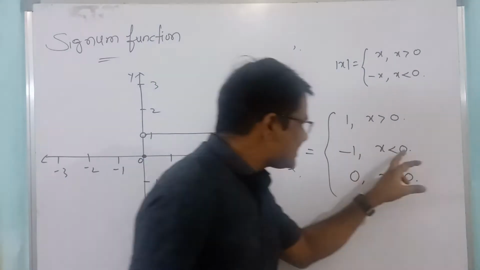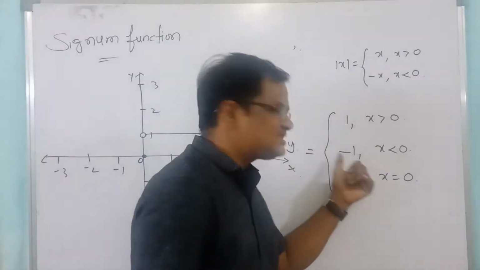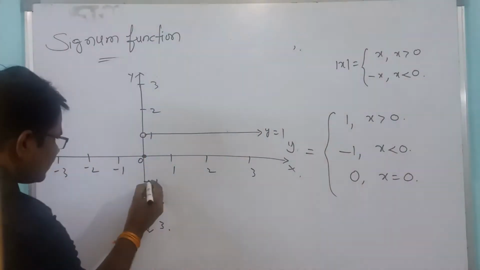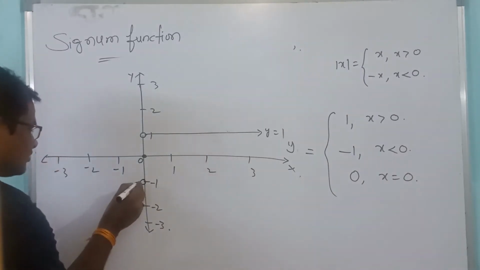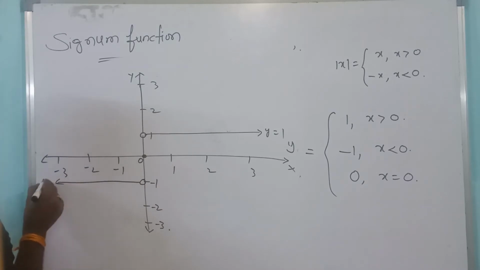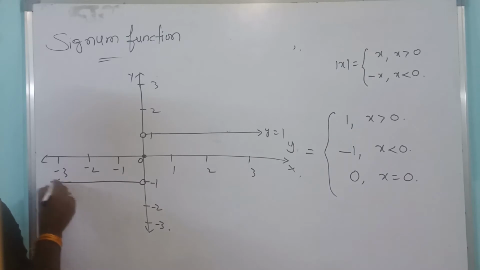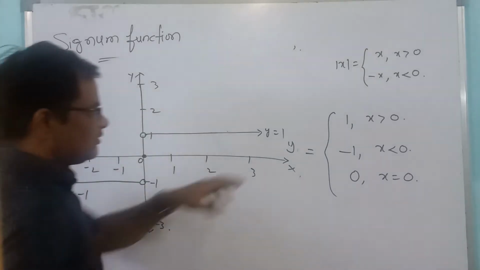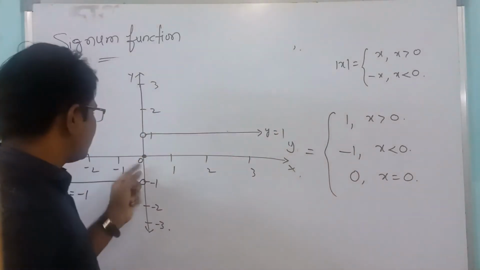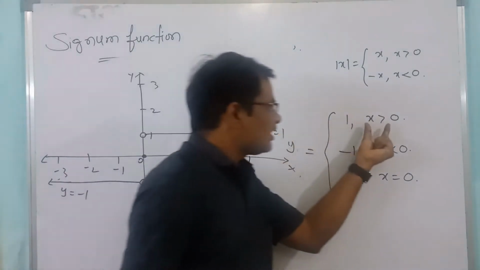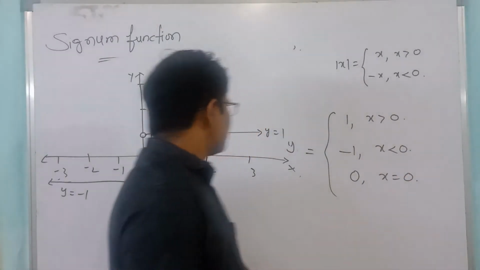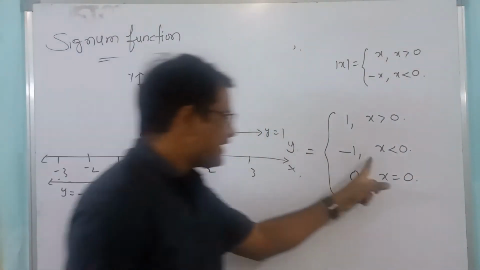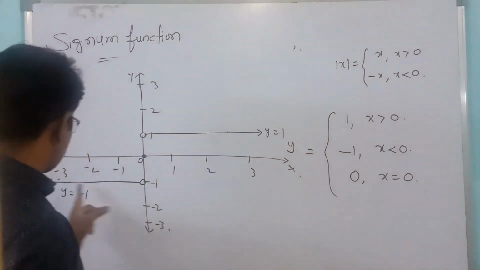For all x less than 0, the y value is minus 1. So this is minus 1, right? Whenever x equal to 0, y equal to 0, that is the point (0, 0). For all positive real numbers, x greater than 0, the y value is 1 only. For all x less than 0, the y value is minus 1.